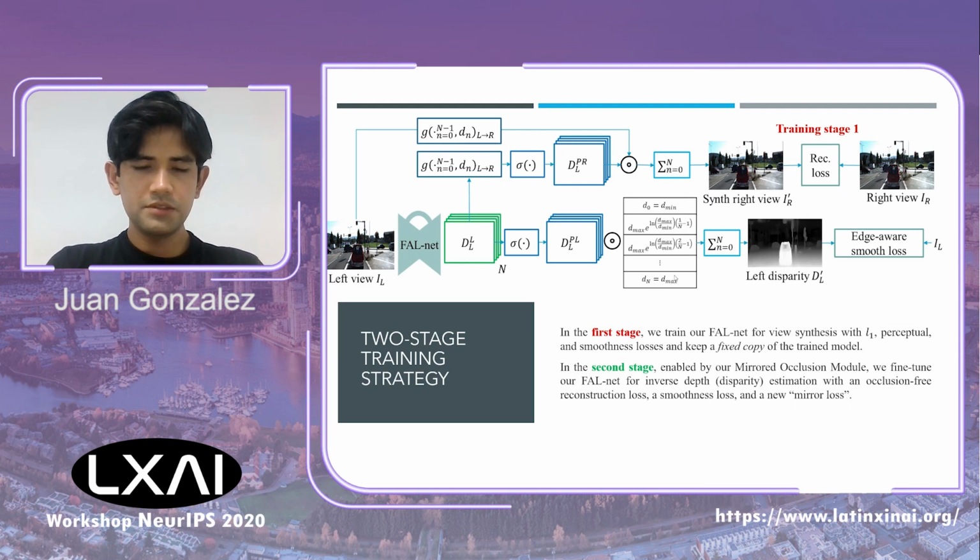We propose a two-stage training strategy in which, in the first training stage, we train our FileNet for view synthesis with L1, perceptual, and smoothness losses, and keep a fixed copy of the trained model.